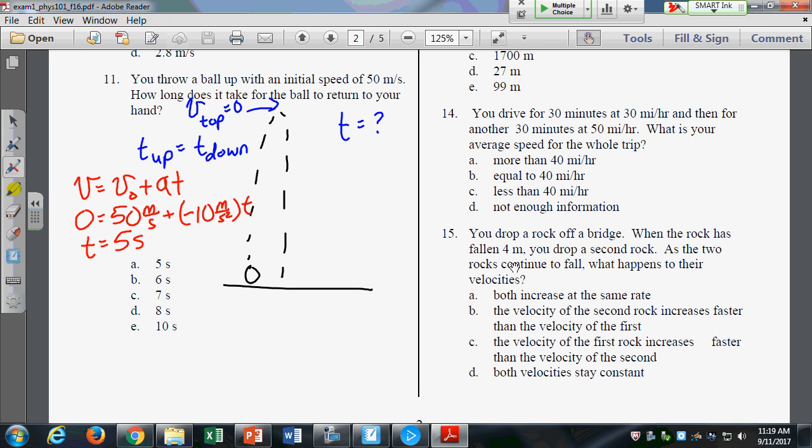So what would the answer be here? It's going to be 10 seconds, right? It takes a total of 10 seconds.